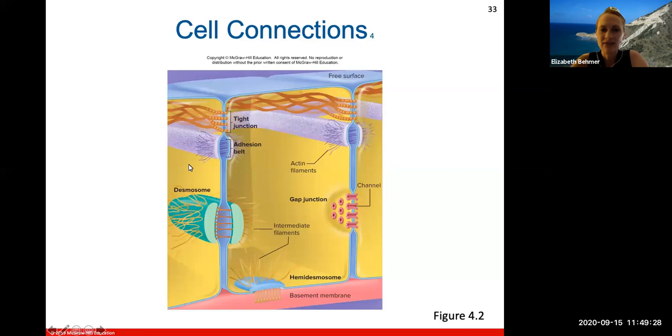So here's a look at different cell connections. Here's a desmosome. A hemidesmosome anchors the cell to the basement membrane. A gap junction, you'll see different channels or openings where things can go between cells. A tight junction is like a belt. It completely keeps them tightly together. So those are just different types of cell connections, how these epithelial cells are connected together.